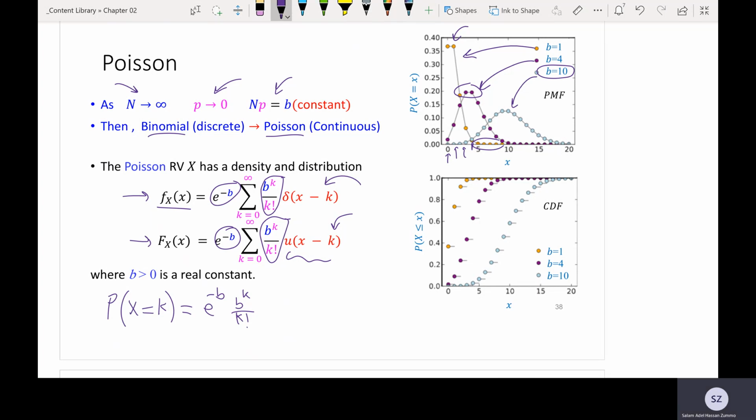Now, if you look at it from the CDF point of view, you can see that the yellow one with the small B saturates to 1 very quickly. So the probability that X is less than 2 is almost 1. Most of the total probability of 1 is focused in this small area. For B equal 1 and 4, it's a little more distributed. For B equal 10, it's even more distributed.